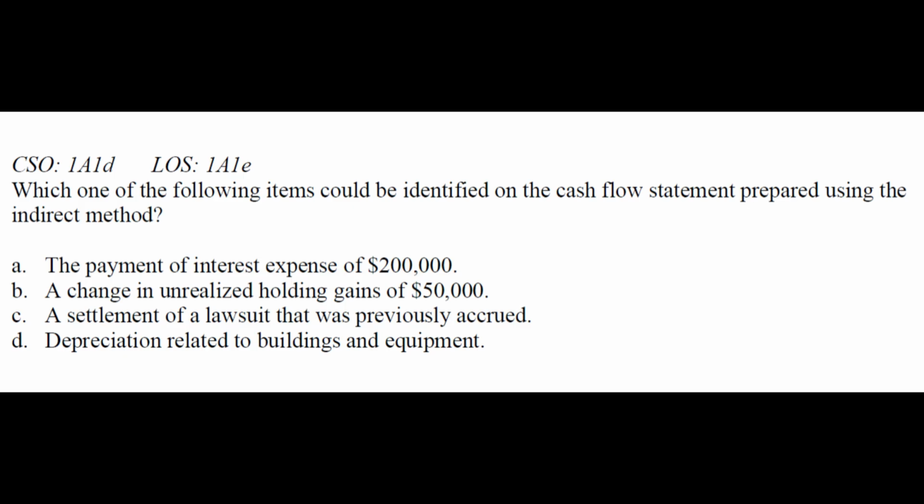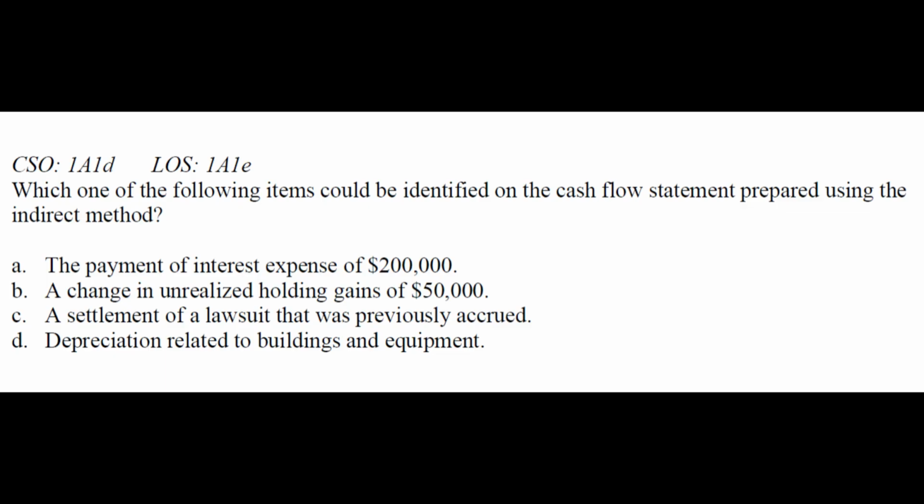This question tests students' understanding of the statement of cash flows prepared using the indirect method. The indirect method begins with net income and then adjusts for non-cash items and changes in working capital to reconcile net income to net cash provided by operating activities. The key is to identify which item can be directly observed as a separate adjustment on the statement prepared using the indirect method. Students should remember that non-cash expenses, such as depreciation and amortization, are added back to net income because they reduce accounting profit but do not involve cash outflows.